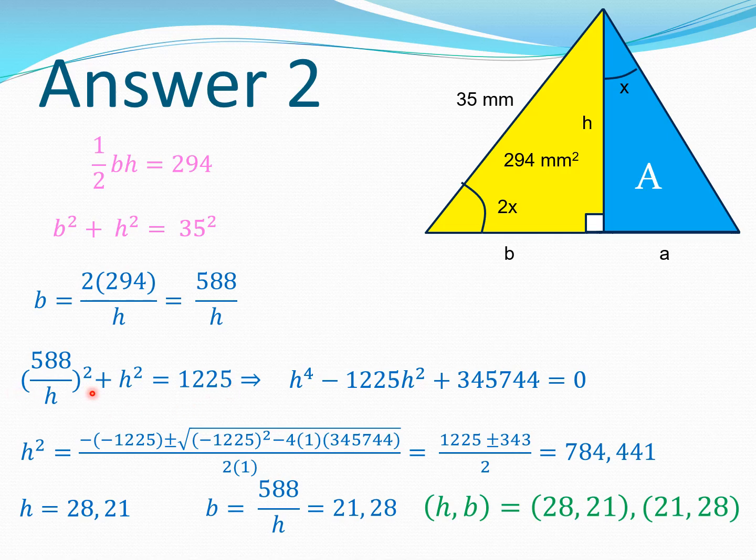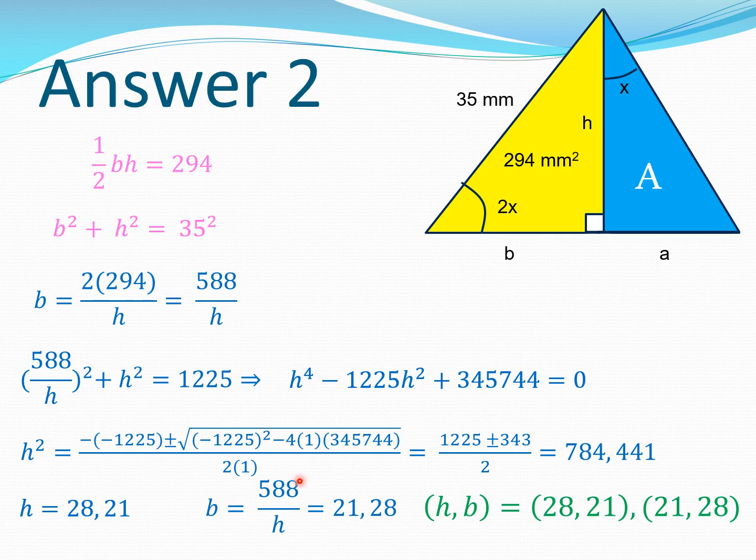Now I can multiply this equation throughout by h squared. Simplified, it gives me h to the fourth minus 1225 h squared plus this term here, which is actually 588 squared. Interestingly, I have obtained a quartic, but if you look closely you will clearly see that I can solve this for h squared using the quadratic formula, because it's a quadratic in terms of h squared.